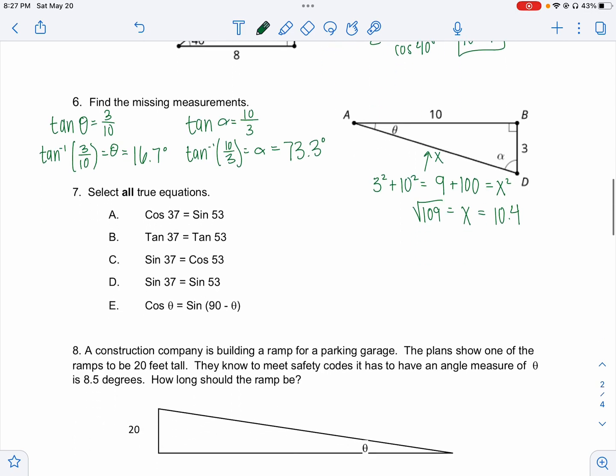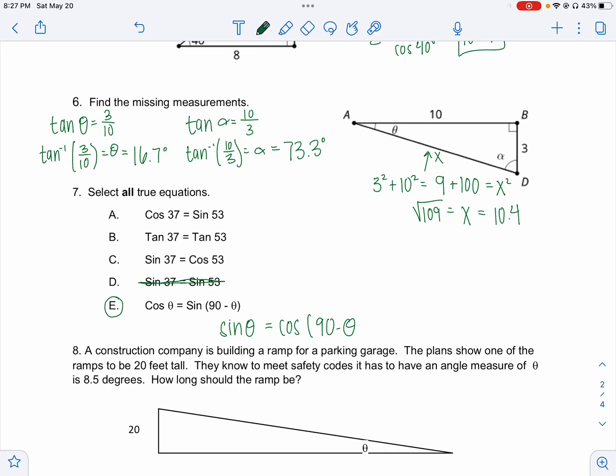Okay, selecting all the true equations. I'm going to start at the very last one because if we have cosine of any angle, that's going to be equal to sine of 90 minus that same angle. The same thing applies if we have sine of any angle, that's going to be equal to cosine of 90 minus that same angle. So we can see that since these ones in part D are both sines, that won't work.